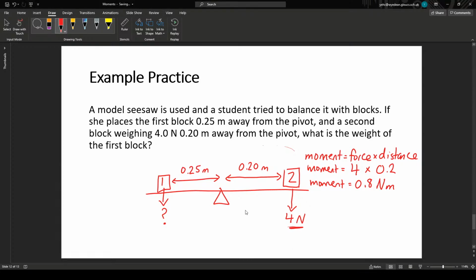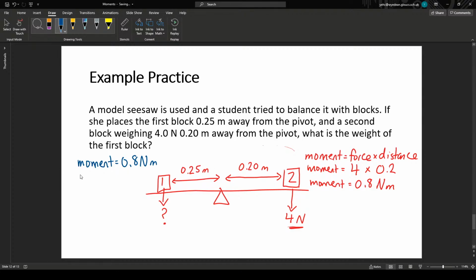What that means is that the moment of block number 1, drum roll, also has to be 0.8 Newton meters because they are balanced out. So the moment of block number 1 also has to be 0.8 because they're balanced and they're opposites to each other on opposite ends, trying to turn the pivot, trying to turn the seesaw in opposite directions. They're both going to be 0.8 Newton meters in order for it to balance.